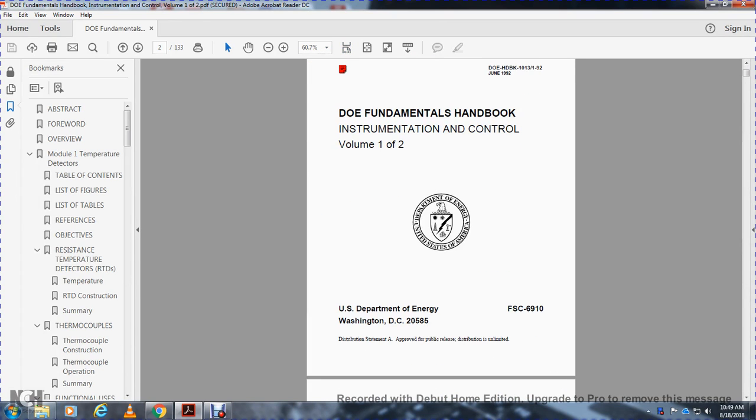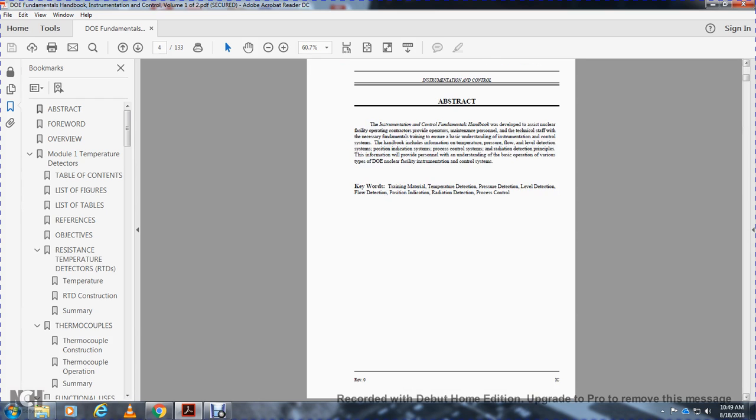Department of Energy Fundamental Handbook, Instrumentation and Control, Volume 1 of 2, U.S. Department of Energy, Washington, D.C. 20585. Approved for public release; distribution unlimited. FSC 691.